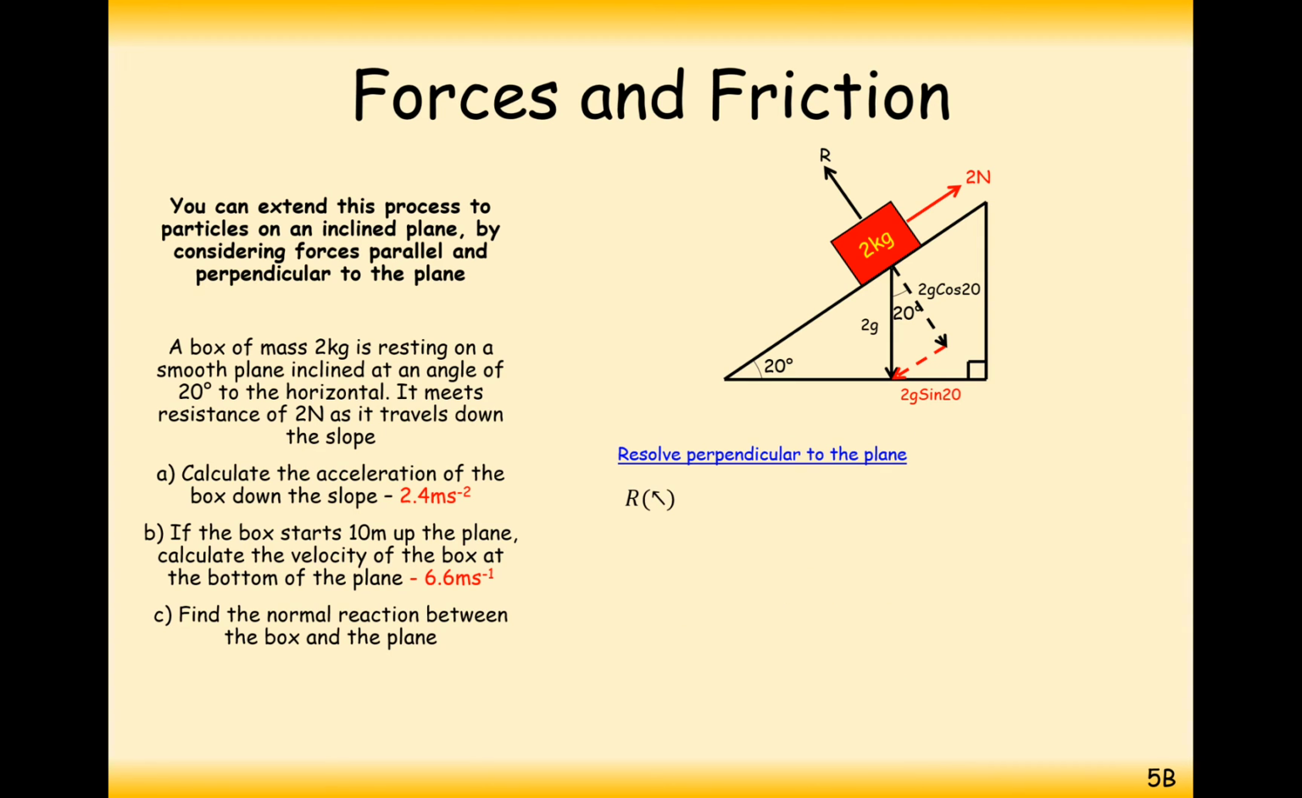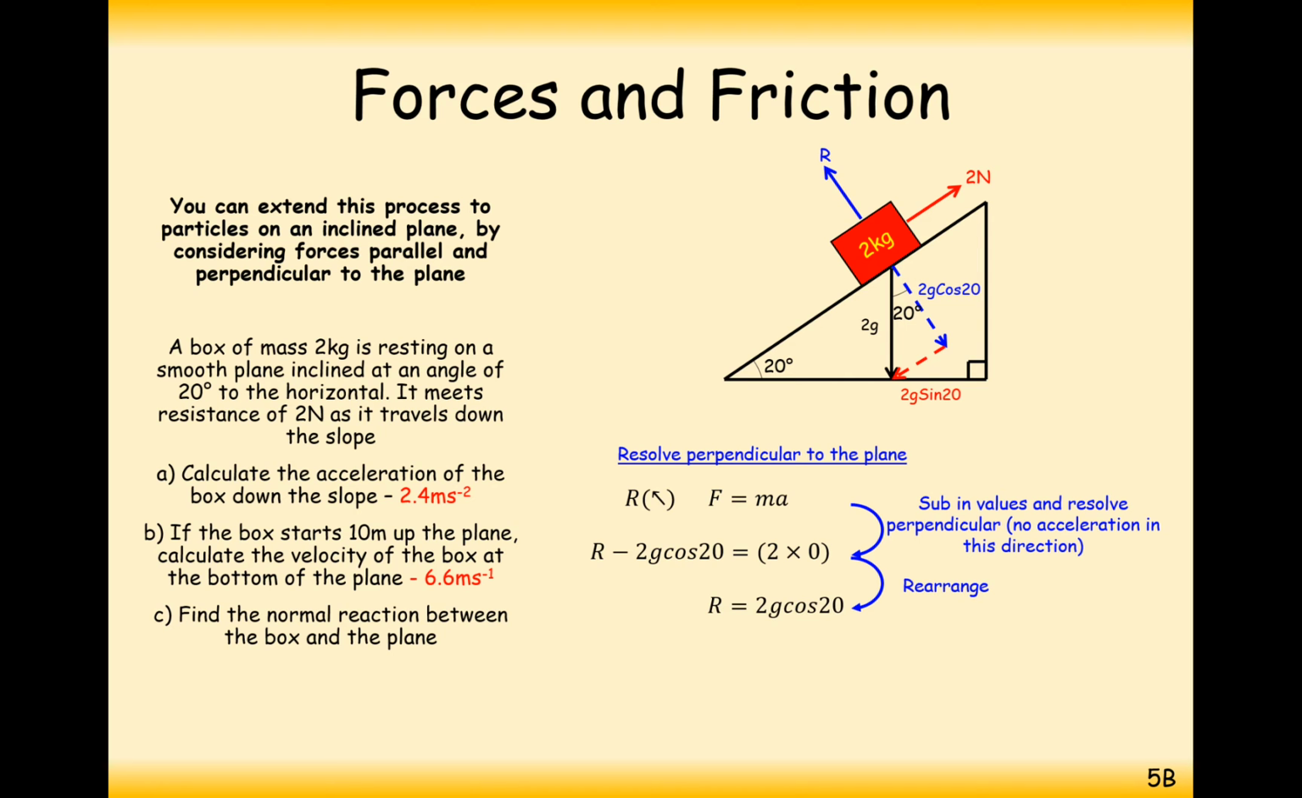Let's go for part C then. Find the normal reaction between the box and the plane. The normal reaction is just going to be resolving in the perpendicular direction, the forces that are meeting the plane at a right angle. Resolving these forces here, we're going to see that the two of them will cancel each other out because we don't want any acceleration in that dimension. So R is equal to 2g cos 20. Rounding this off to two significant figures is 18 newtons.